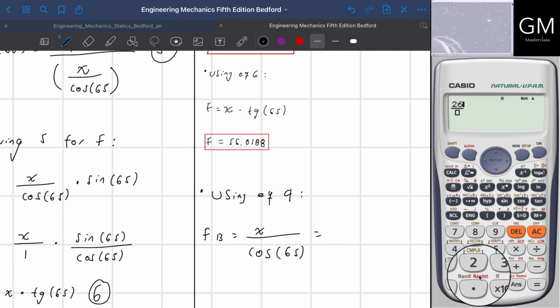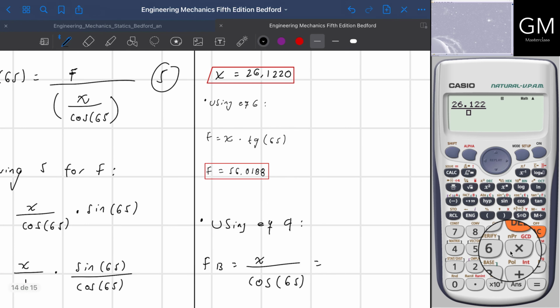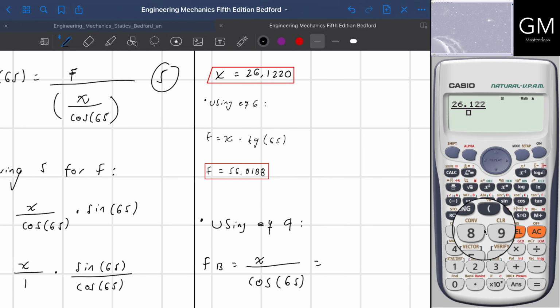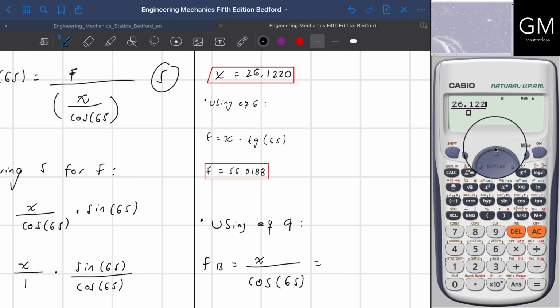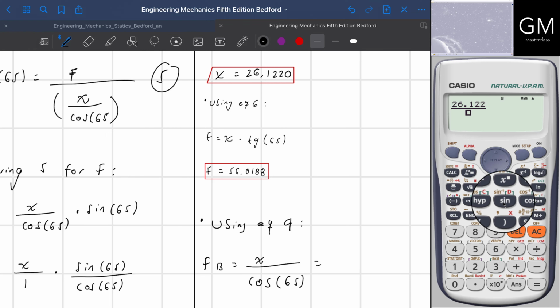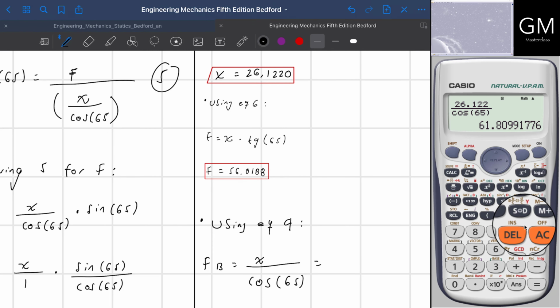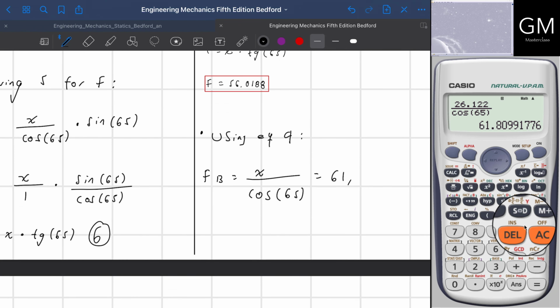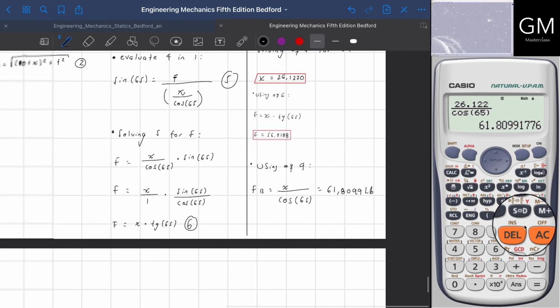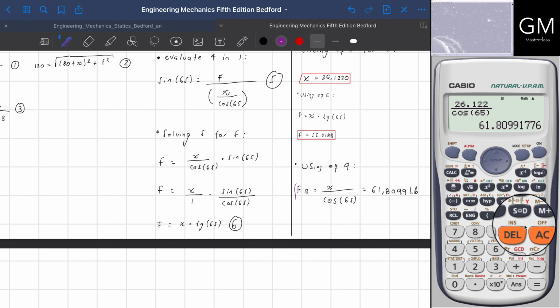So 26.122 divided by the cosine of 65, and this is equal to 61.8099. Since we are talking about pounds, this is equal to pounds. And this is the solution to the exercise, guys.